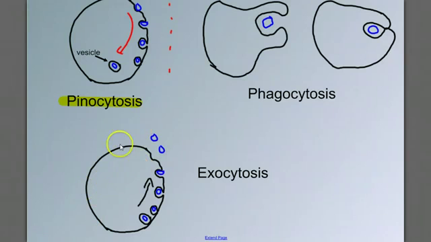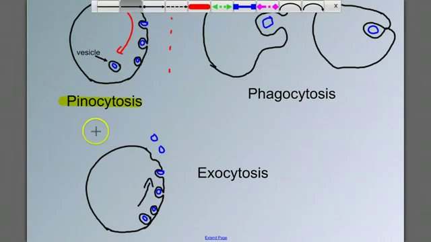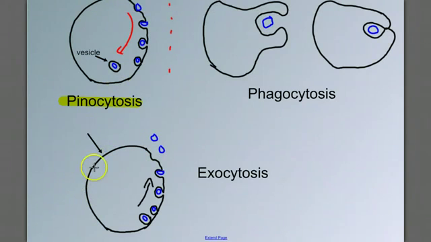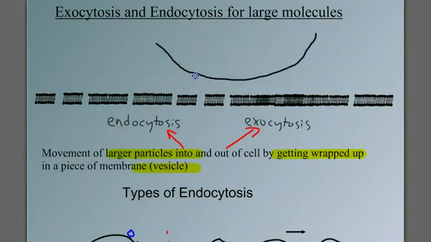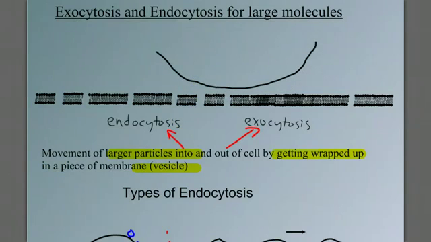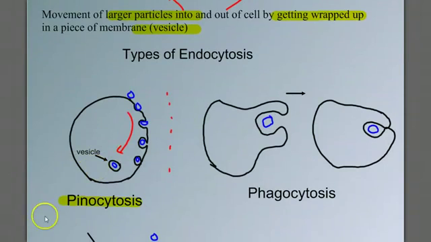We just have to remember scale. If we zoom in to this line, we have to understand that this black line represents this phospholipid bilayer that we've been zoomed in on. So that large particles can get in and out of a cell, but not through the cell membrane, yet wrapped up in a piece of the cell membrane called a vesicle.